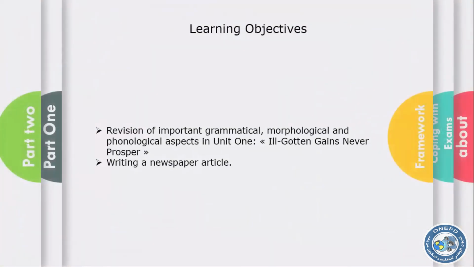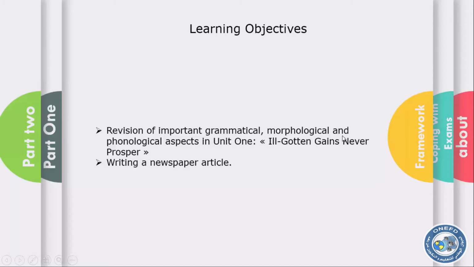Before we start, these are the specific learning objectives for today's lesson. It's a revision of important grammatical, morphological and phonological aspects in Unit 1, Ill-gotten gains never prosper. Do you remember the first unit, Ill-gotten gains never prosper? And the theme, do you remember the theme? No? We'll come back to it later. So let's take a look at the title. Unit 1, Ill-gotten gains never prosper.